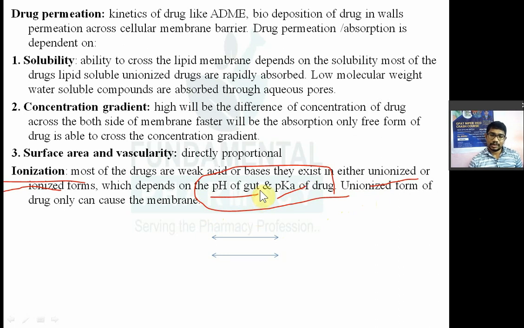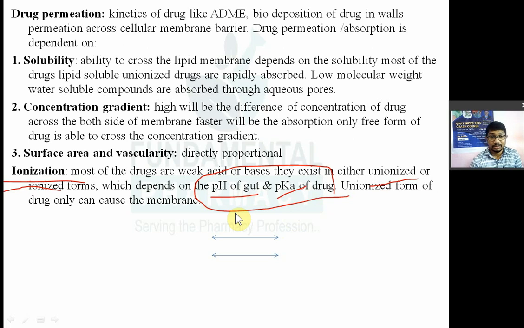Now remember, in the stomach you have acidic pH. In the stomach you have acidic pH, so pH is less than pKa in the acid. Now in the basic medium, pH is more than pKa.